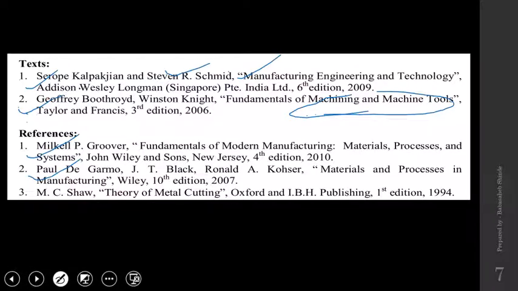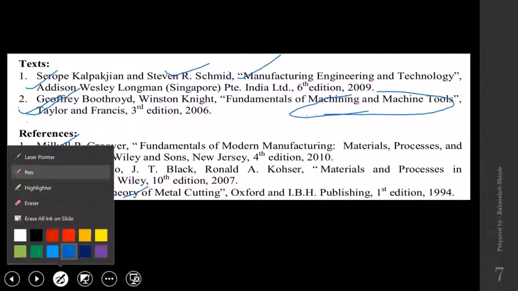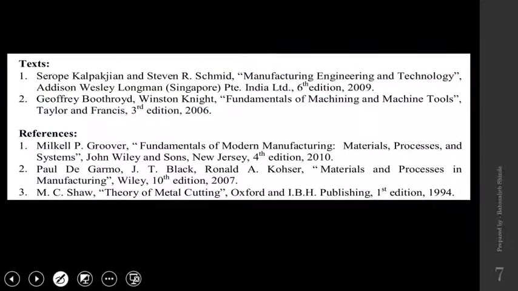And just like this second book that is dealing with the metal cutting, this third reference book also deals with the metal cutting. Theory of Metal Cutting, written by M.C. Shaw, a small book but a really good one. So you can also take a look at this textbook, Theory of Metal Cutting by M.C. Shaw. So these are the books that you can refer.